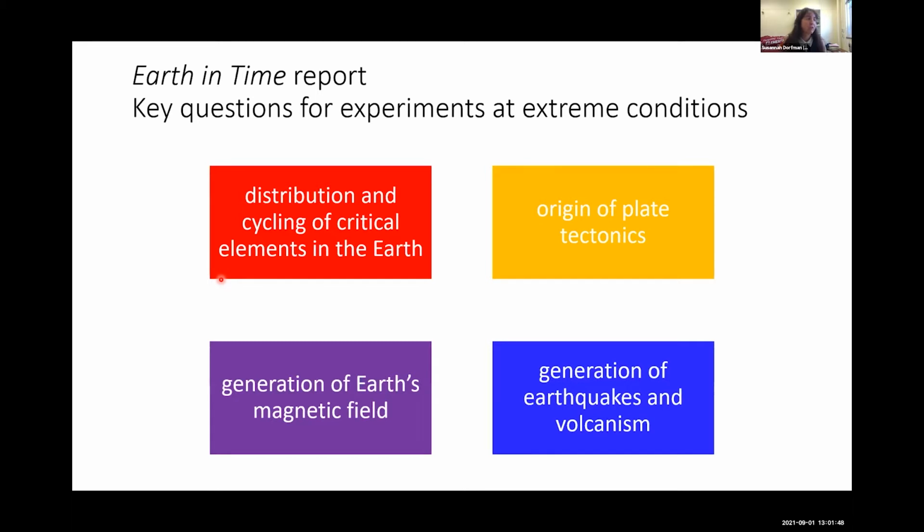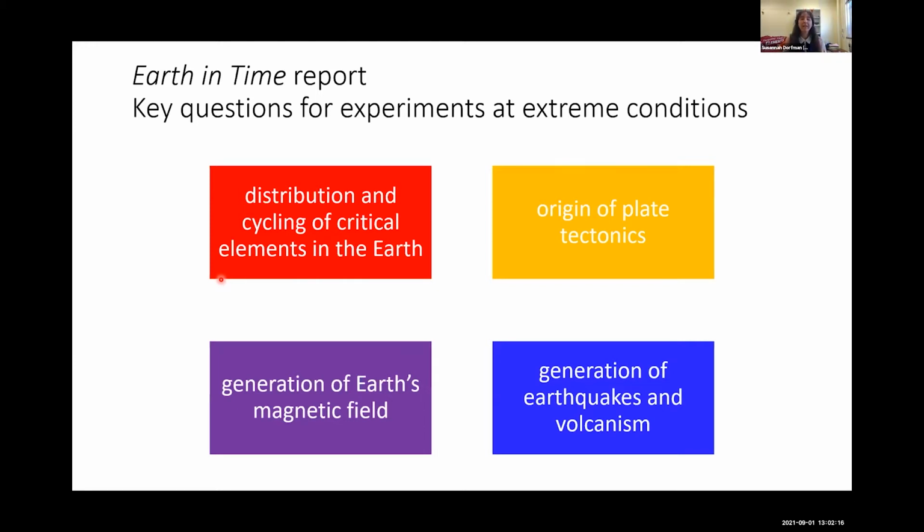The distribution and cycling of critical elements in the Earth was one. Critical elements means something very specific to some of our earth science communities, but if you look at how it was written in the report, the list of elements that they have there is exhaustive. Their definition of critical elements is closer to any element that you think of as important in the Earth. So this is absolutely something for us, whichever element cycle we're interested in.